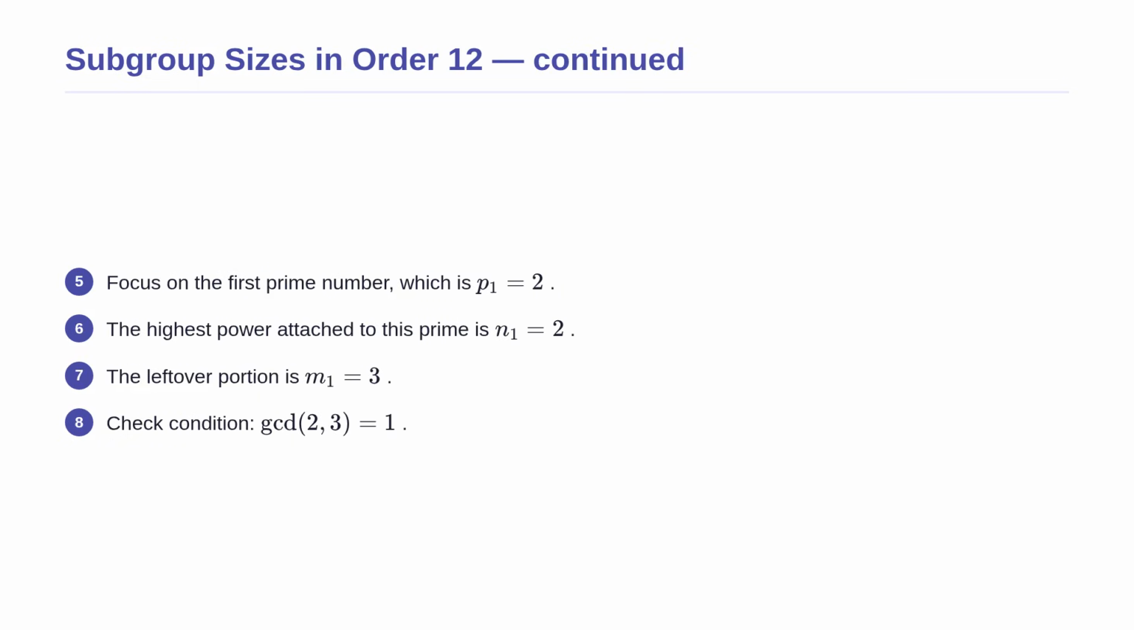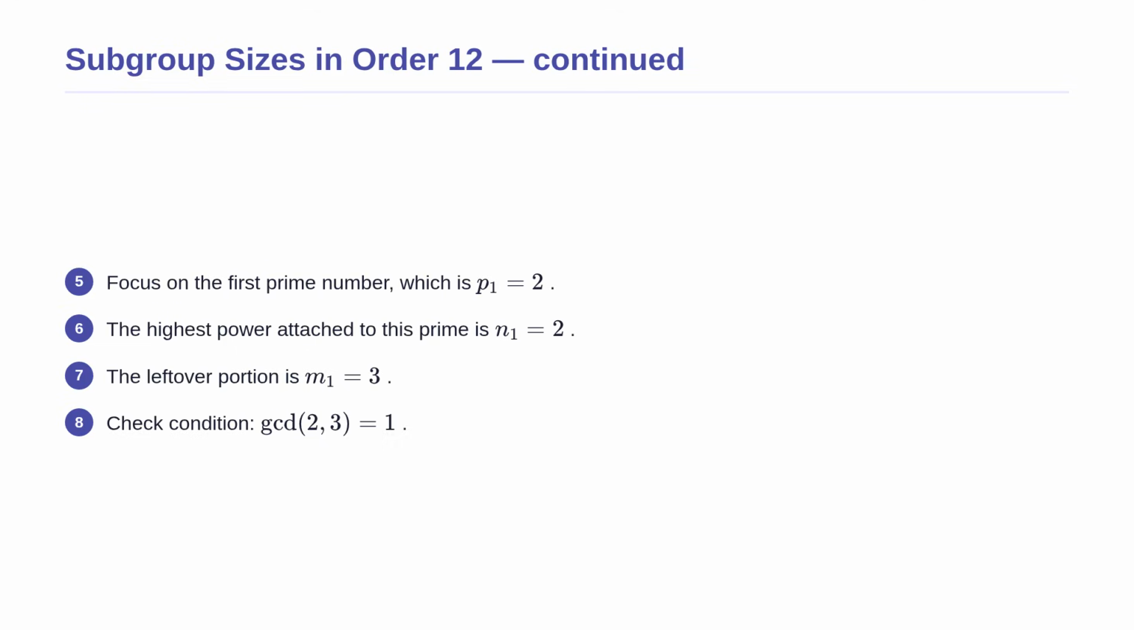Continuing with our factored group size, we will now isolate our first prime. We focus on the prime number 2, setting it as our first prime, P1. Looking at our factorization, the highest power attached to this prime is 2, which becomes our exponent, N1. The leftover portion of the factorization is simply 3, which becomes our remainder, M1.